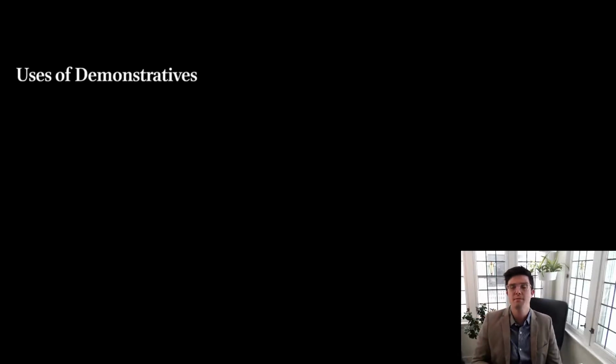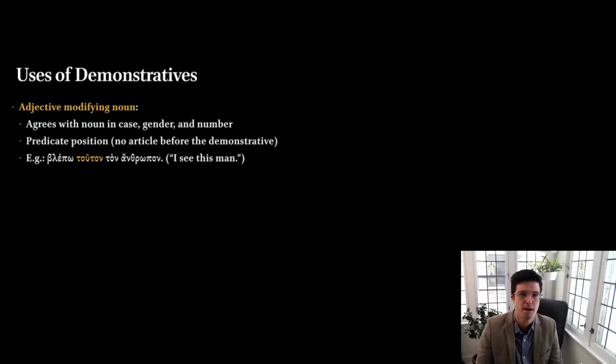And then lastly, before we get a little bit of practice here, the uses of the demonstrative. So we're going to have 3 different uses of the demonstratives, one as an adjective. So the demonstrative adjective is going to agree with the noun it's modifying in case, in gender, and in number, and it is always going to be in predicate position. That is to say, the demonstrative will not have the article before it. Rather, the article will oftentimes be before the noun itself.